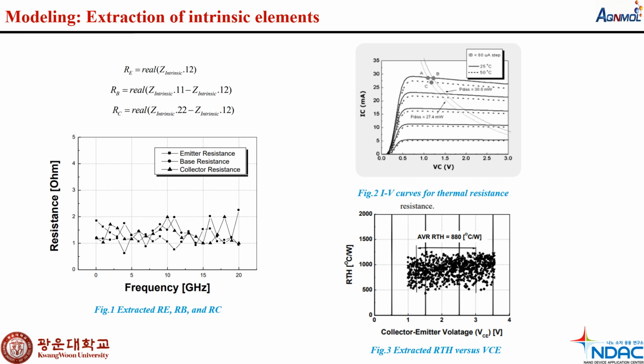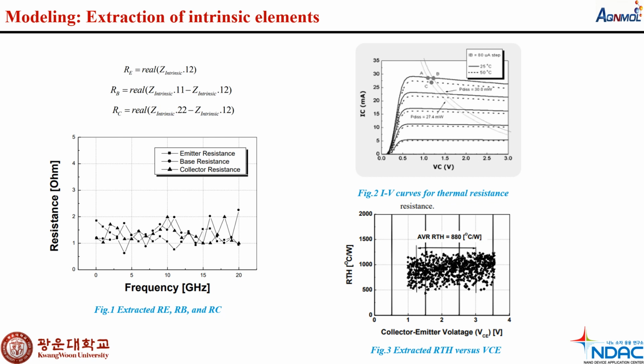Therefore, the resistors are extracted from the following equations. The resistance is determined from the average resistance in the flat frequency region. Consequently, the values of RE, RB and RC are 1.43 ohm, 1.17 ohm and 1.41 ohm respectively. Figure number 2 is showing the extracted RE, RB and RC.